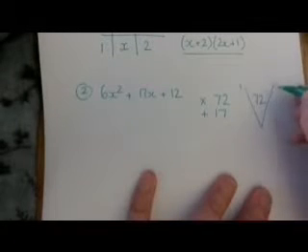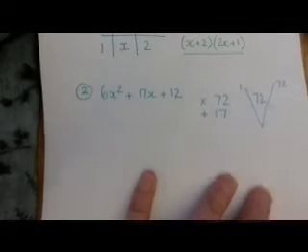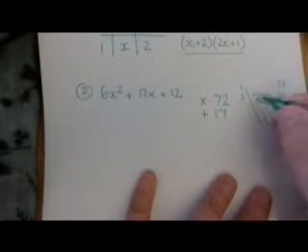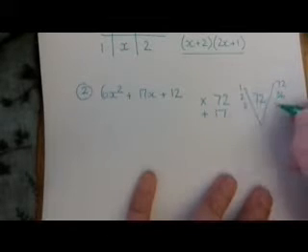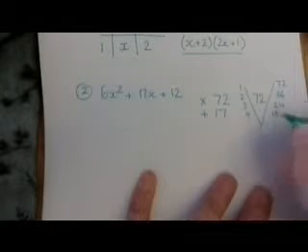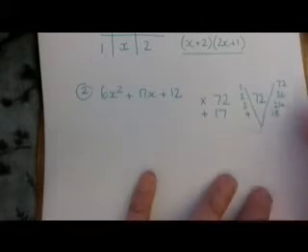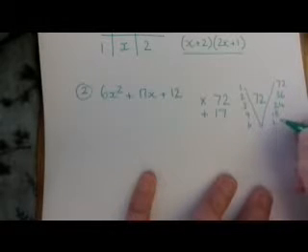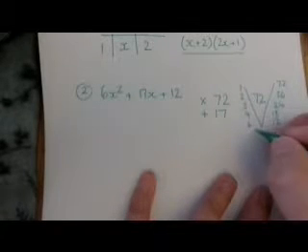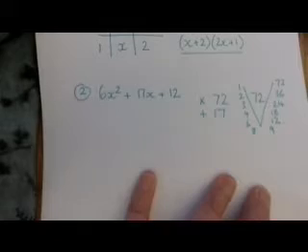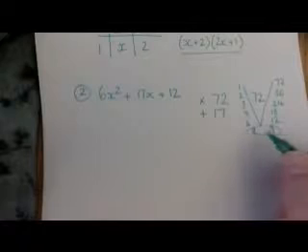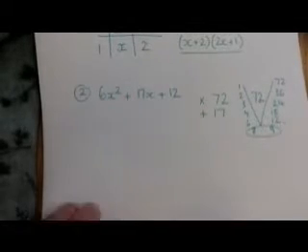So 1 times 72, 72. They don't add to make 17, so not much use. 2 and 36 next. Again, too far apart. 3 and 24, well, they add to make 27, so we're getting a bit closer. 4 and 18, 22. 6 and 12, 18, so we're getting really close. 8 and 9, the final pair of numbers that multiply to make 72. These are the ones we want to use because they add to make 17 and times to make 72.